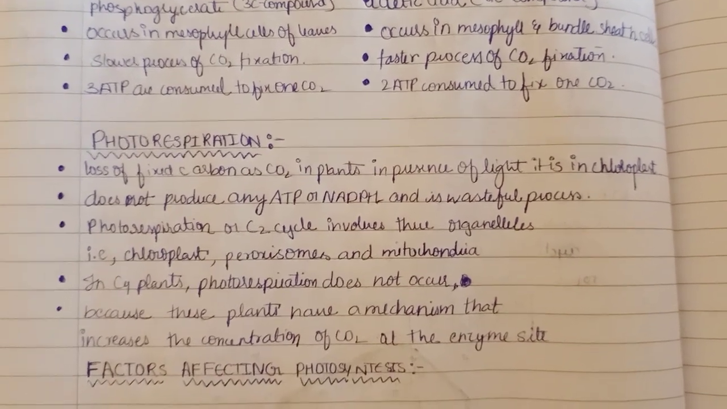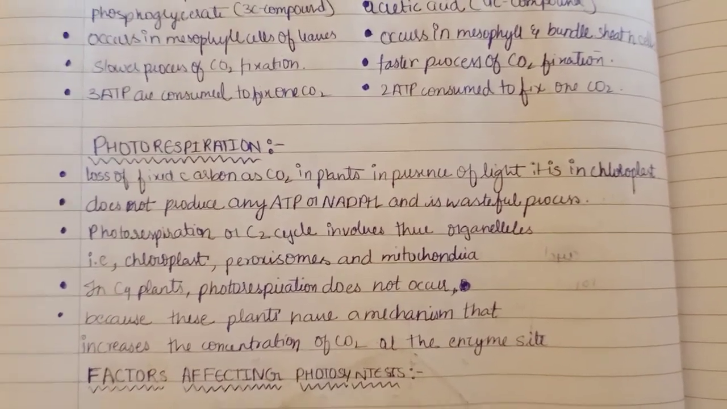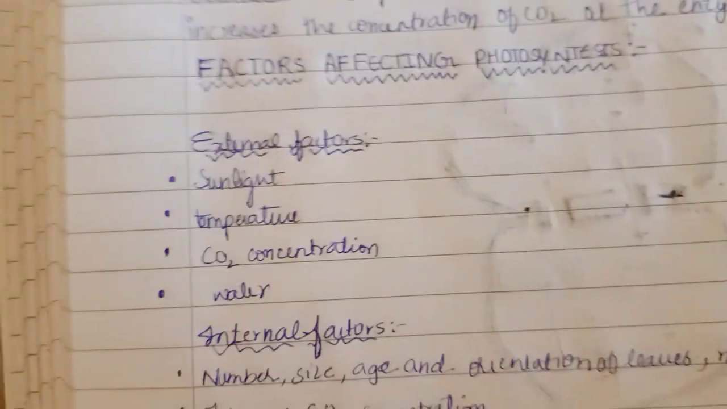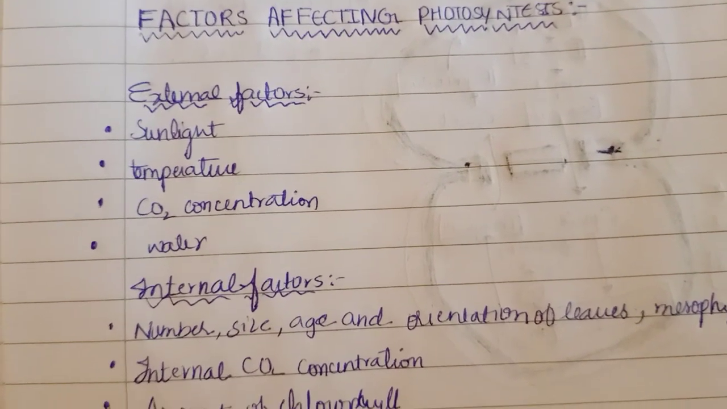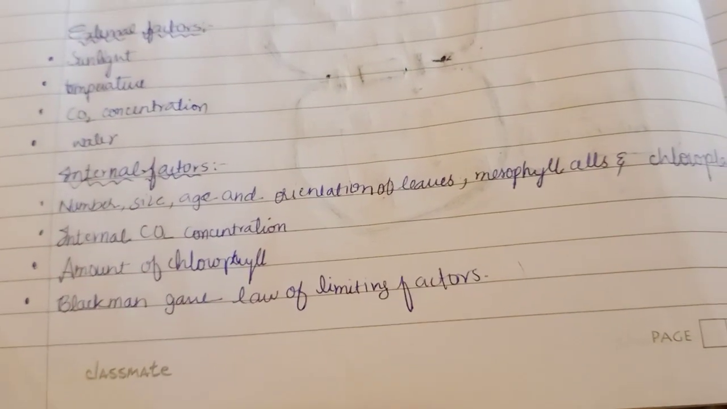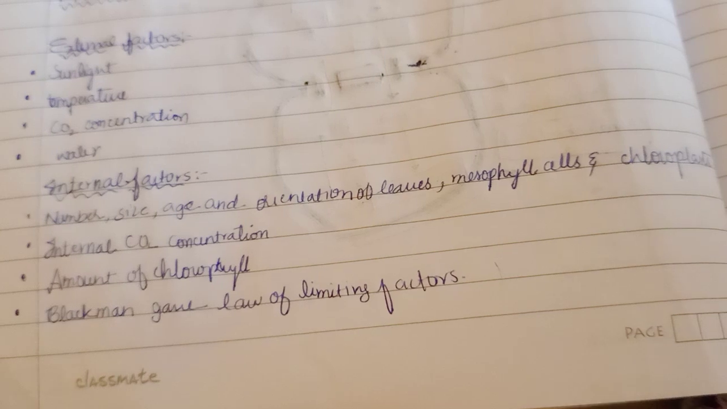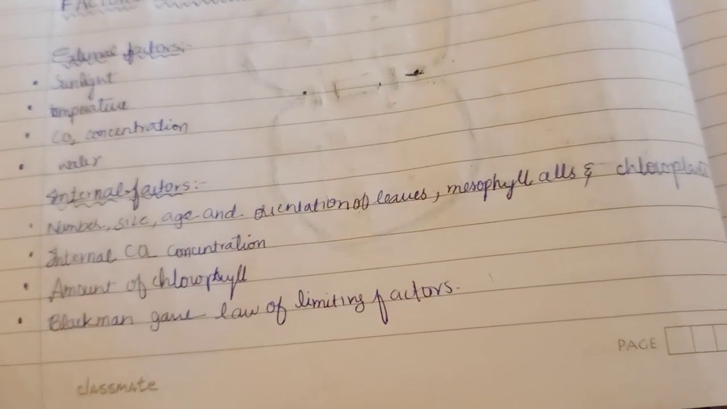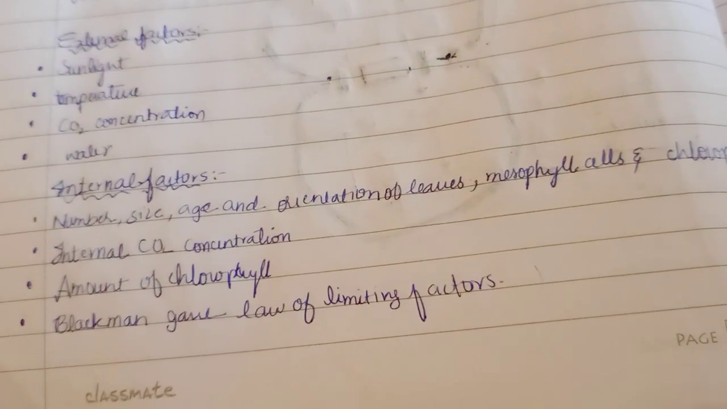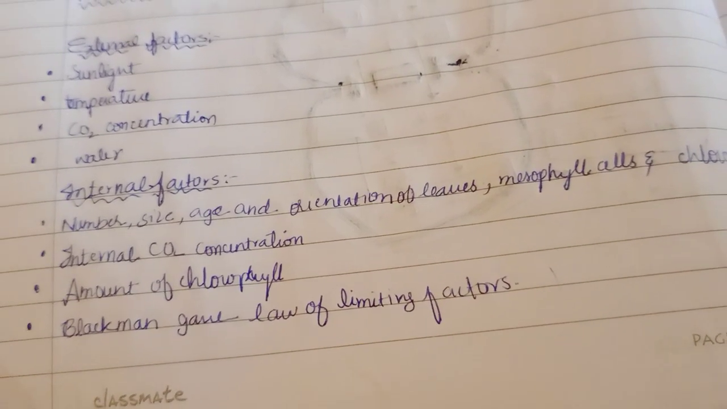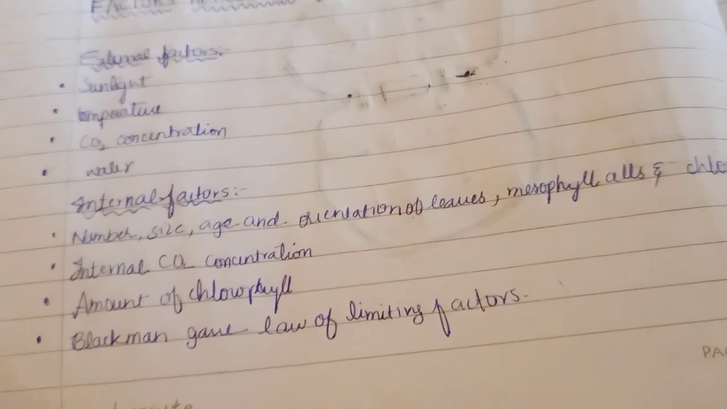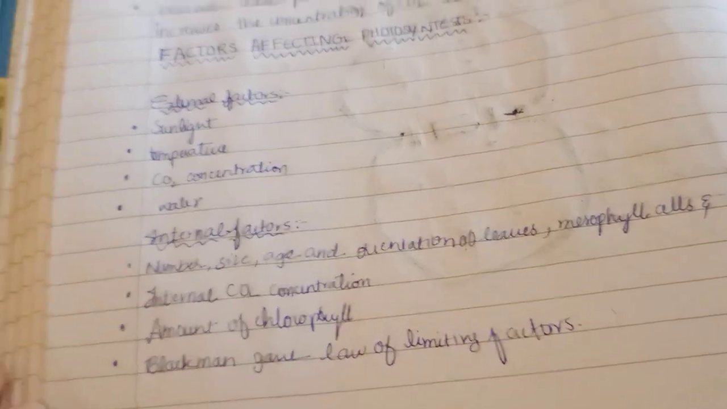Now let us discuss factors affecting photosynthesis. External factors like sunlight, temperature, CO2 concentration and water affect it. Internal factors: number, size, age and orientation of leaves, mesophyll cells and chloroplasts. Then internal concentration of CO2 and amount of chlorophyll are also factors affecting photosynthesis.